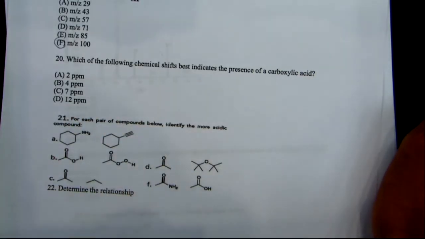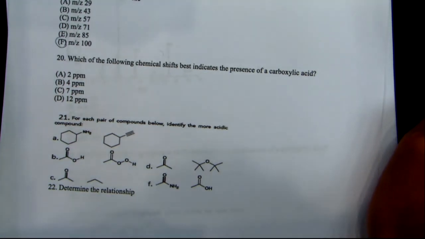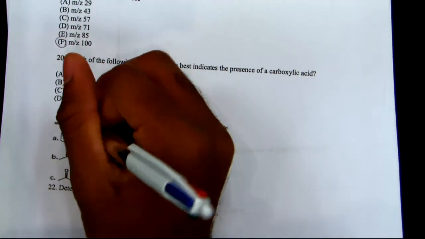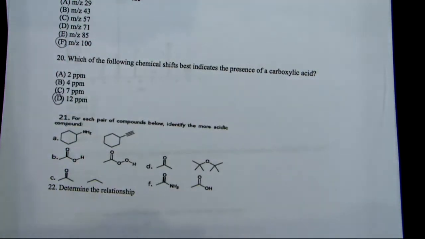Which of the following chemical shifts best indicates the presence of a carboxylic acid? This is just another thing to memorize. So, yep, she got it right. The answer is just D. If you see a ppm at 12, you always, yeah, carboxylic acid is the only thing that can give you a ppm at 12.